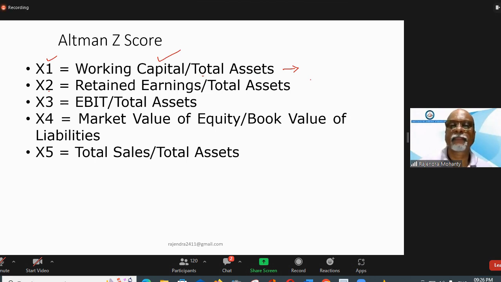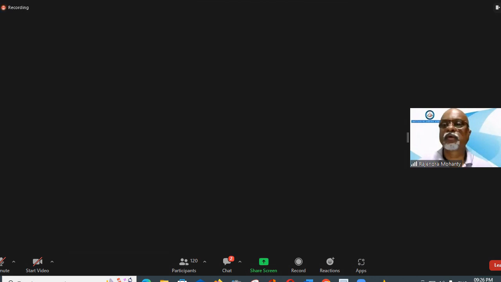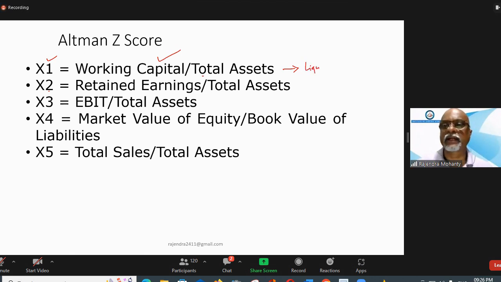Net working capital ratio. Balance ratio. To the assets. Liquidity ratio. Very good. Who told liquidity? That is correct. Liquidity position or liquidity ratio. Because suppose your working capital is 50 and assets are 100. That means whether you are liquid.